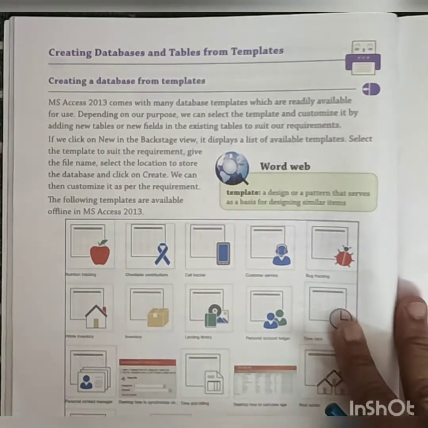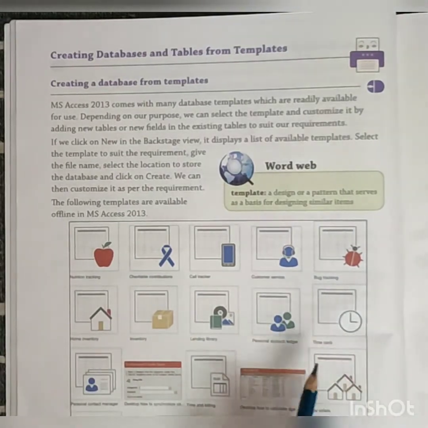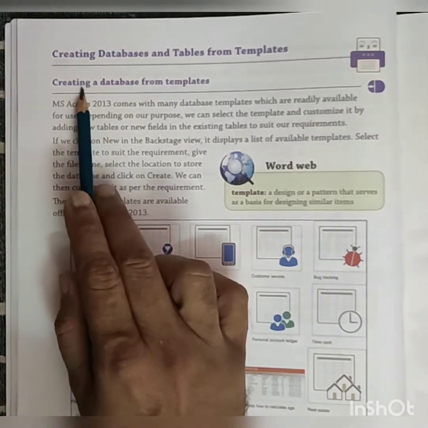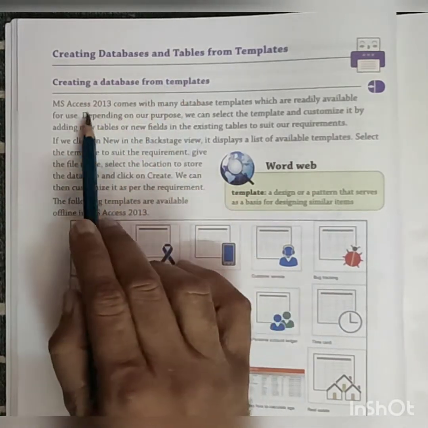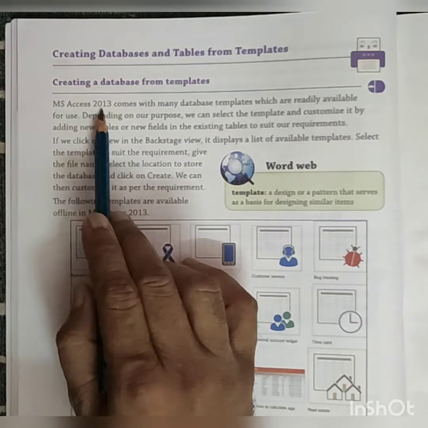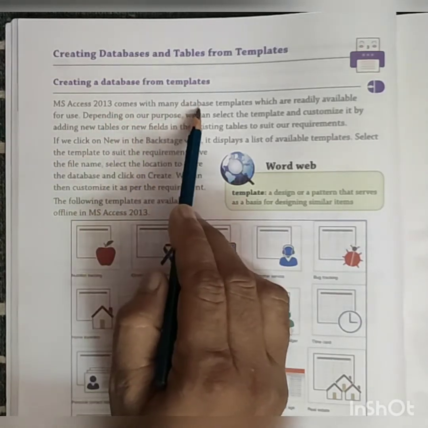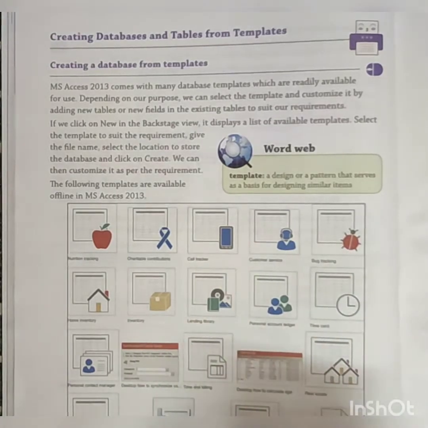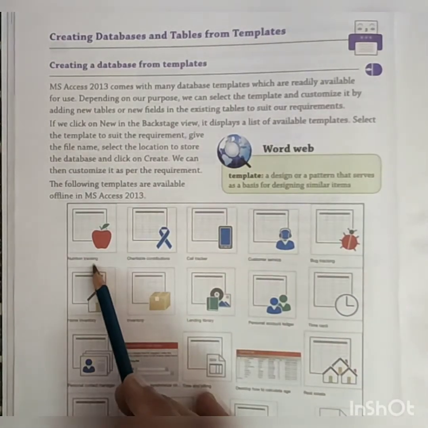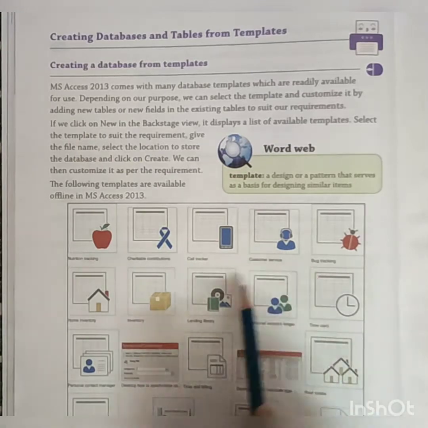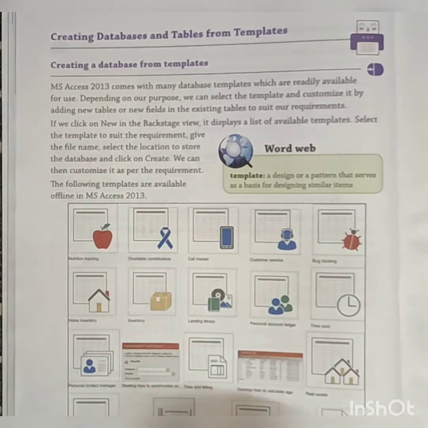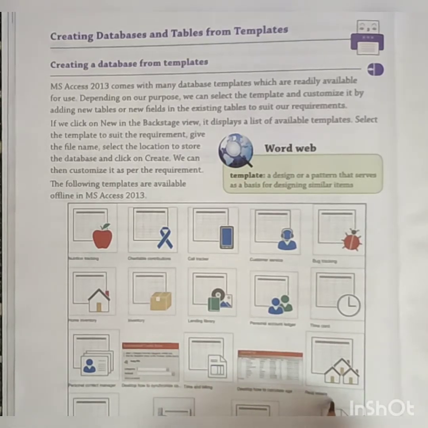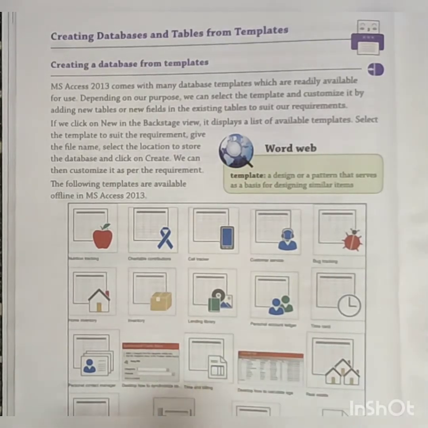Next we have creating tables, creating database and tables from templates. Creating a database from templates. MS Access 2013 comes with many database templates, meaning inbuilt. You see this one, these are the database templates. One is nutrition tracking. These are the inbuilt ones already, so we can use them and apply them according to our requirements. Suppose I want to create a real estate database, so that template has been already given.